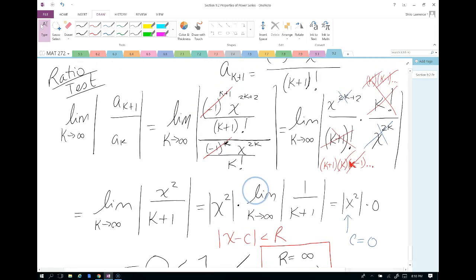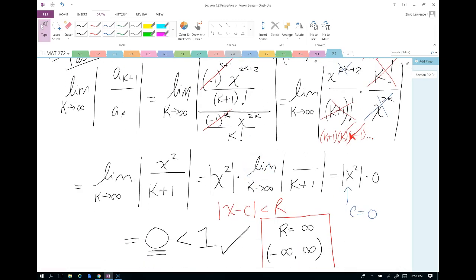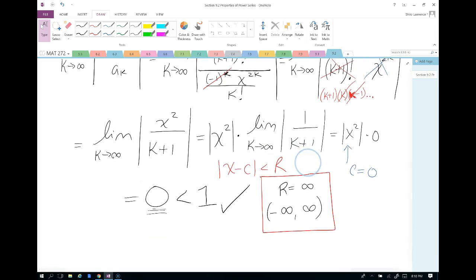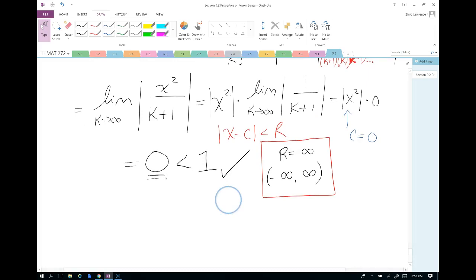Okay, so that's another example. It's kind of tricky, but I wanted you to see one that had some factorials in it. I also wanted you to see what happened if that limit came out to be 0.